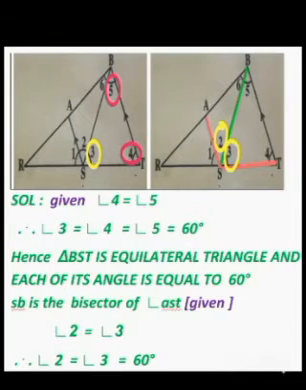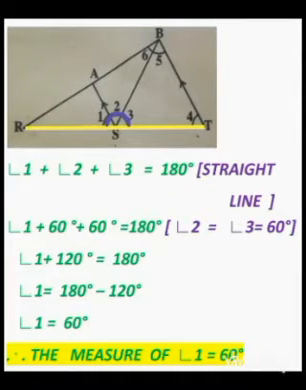Next, what they have given in the question: SB bisects angle AST, isn't it? So what do you mean by bisecting here? Divides into two equal angles, both are equal. So angle 2 will be equal to angle 3. But you know that angle 3 is equal to 60 degrees. So angle 2 is equal to angle 3 is equal to 60 degrees, children.